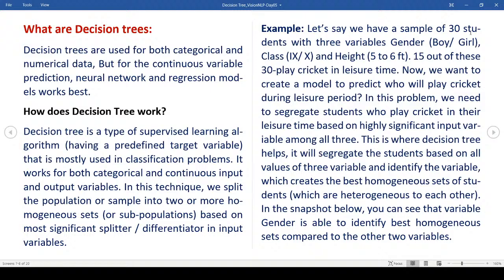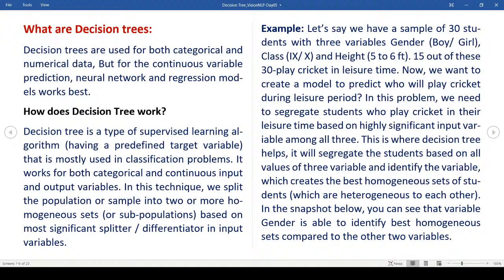So how do we identify? When we have this kind of problem statement, we specifically use the decision tree model. In this problem, we need to segregate students who play cricket in their leisure time based on the highly significant input variable among all three. So this is where decision tree helps. It will segregate the students based on all values of the three variables and identify the variable which creates the best homogeneous sets of students, which are heterogeneous to each other.